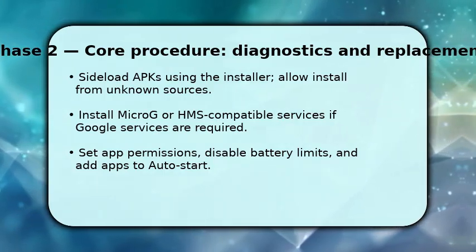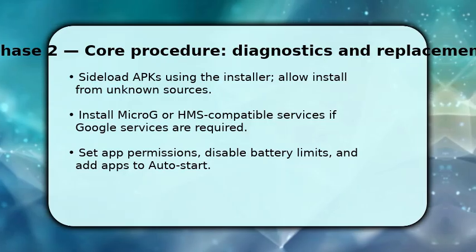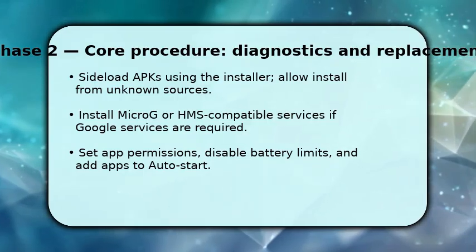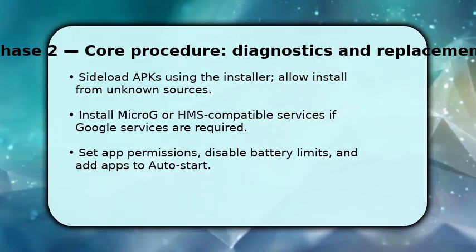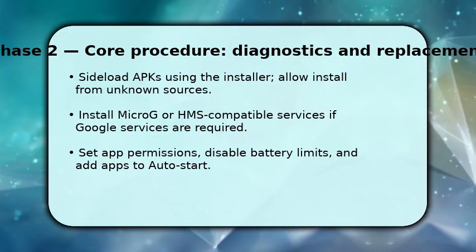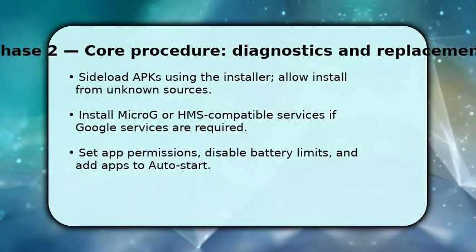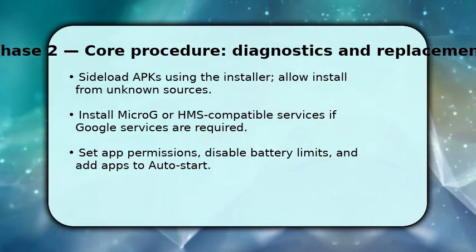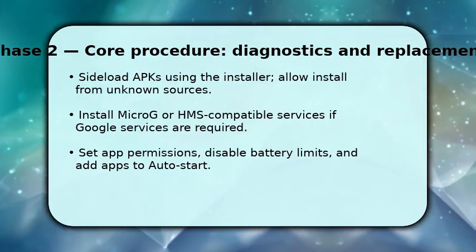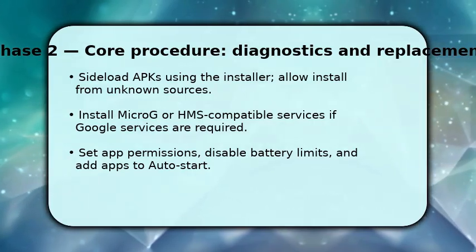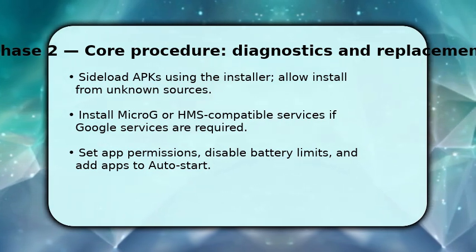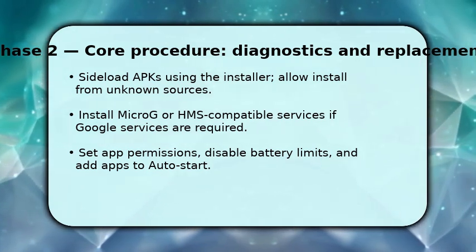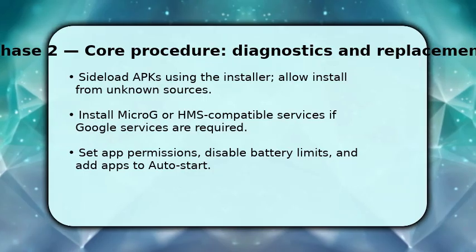If the app needs Google Play services, install a compatible substitute like MicroG or use Huawei mobile services alternatives. This resolves many dependency checks. Configure app permissions immediately so features work correctly, and remove restrictive battery or background limits that block notifications. Finally, add critical apps to auto-start so they launch reliably. These actions make apps usable and stable on Huawei devices.